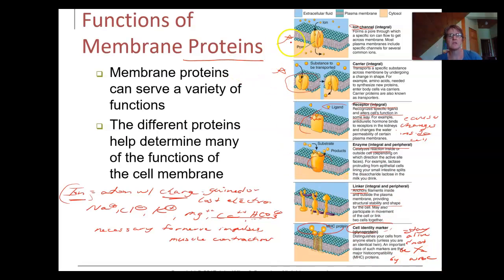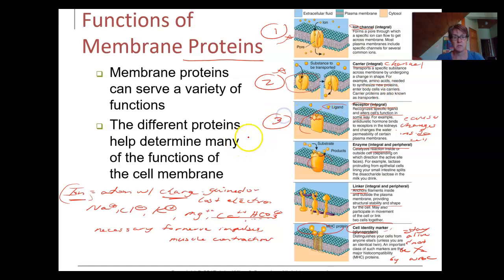Okay, so there are all different functions. One, ion channel, letting ions in. Two, carriers. So it's also a channel. It's a carrier channel, letting in other things that can't just cross, like glucose and sucrose. Amino acids here.